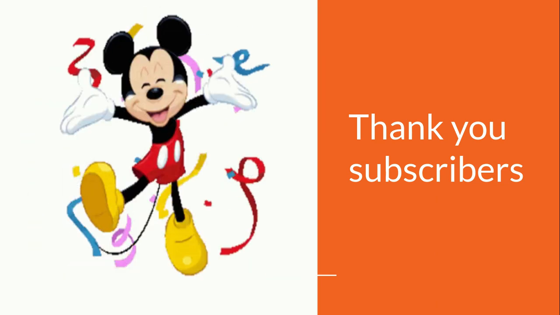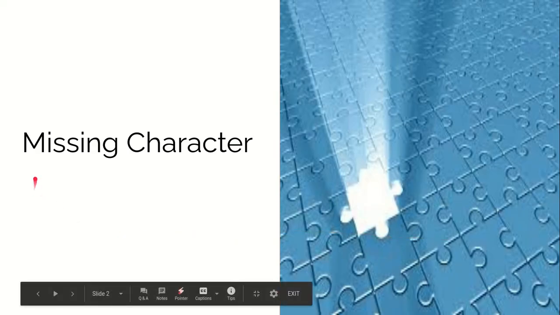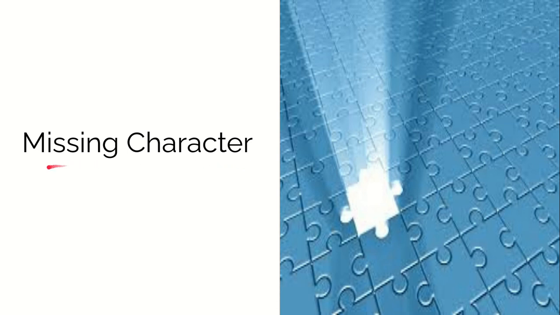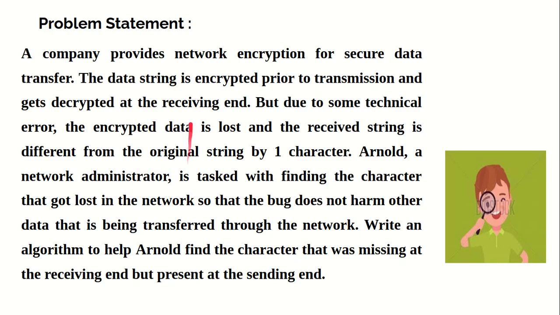Here our first problem statement comes: Missing Character. This problem statement appeared in the basic programming round of Persistent 2020. Let's start. Problem statement: A company provides network encryption for secure data transfer. The data string is encrypted prior to transmission and gets decrypted at the receiving end.